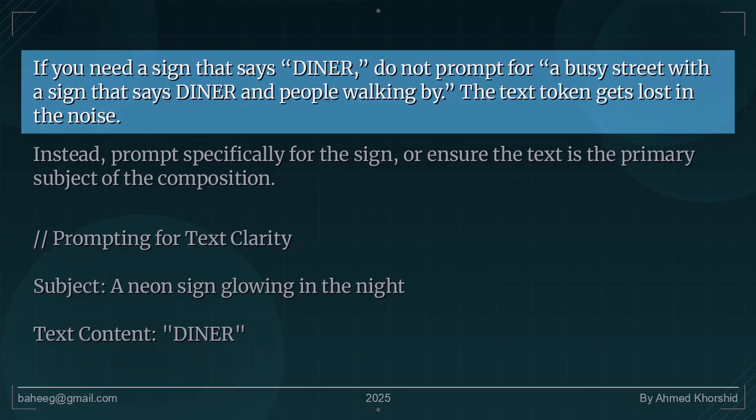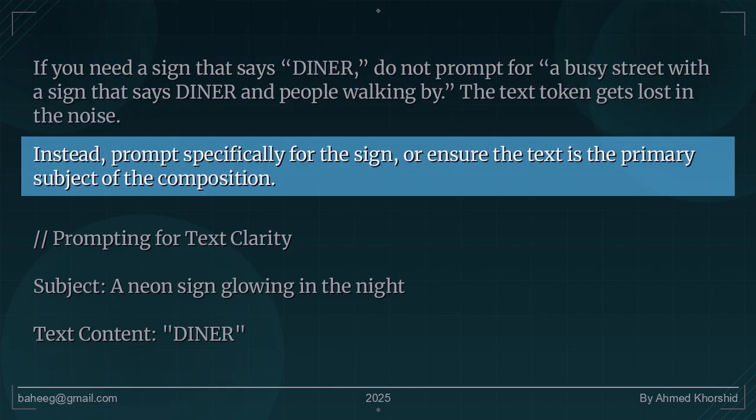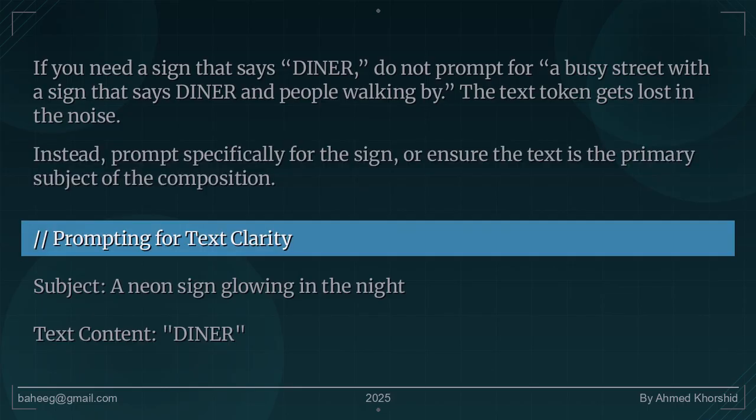The text token gets lost in the noise. Instead, prompt specifically for the sign, or ensure the text is the primary subject of the composition. Prompting for text clarity.